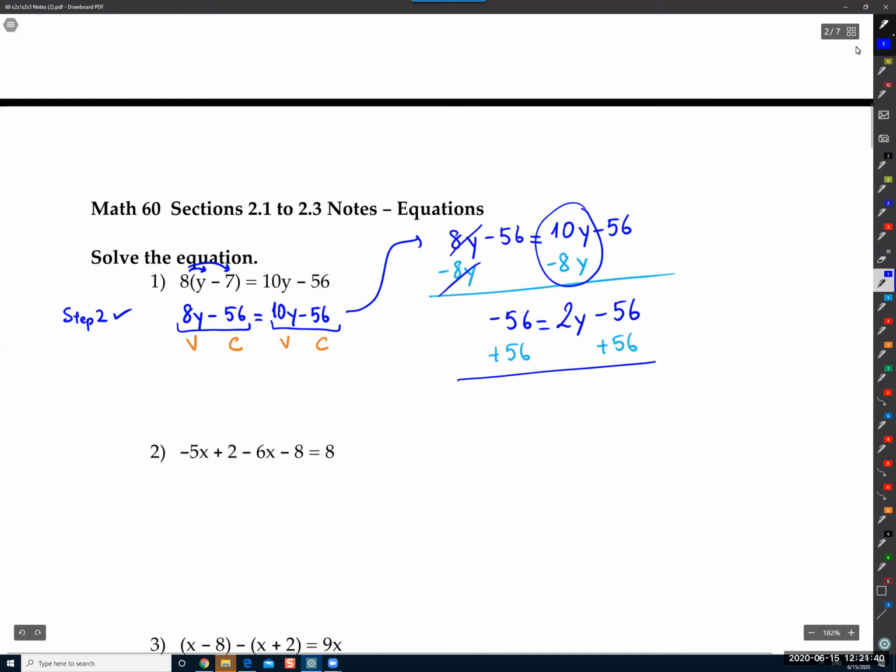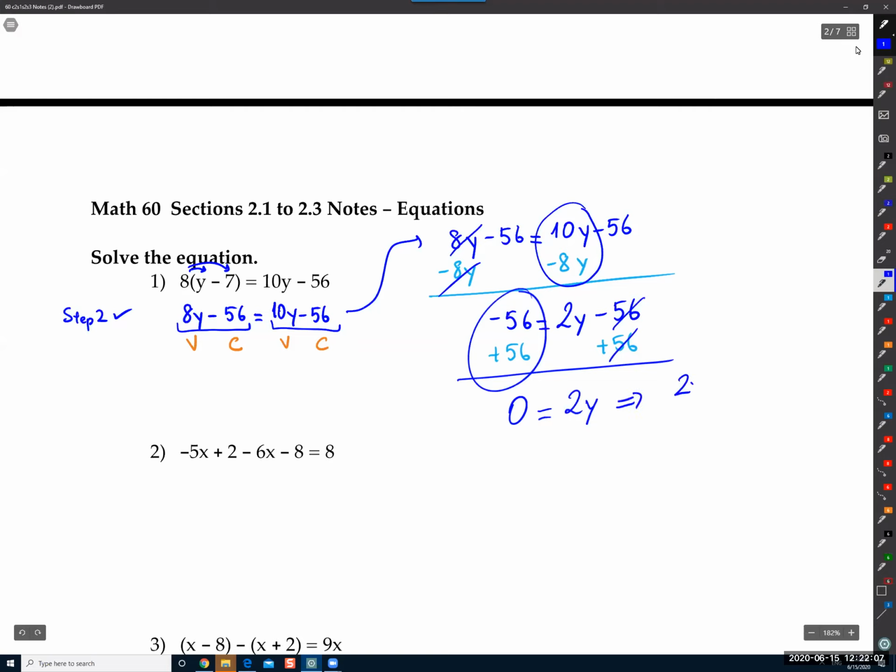Okay. So what happens here? These two cancel. That was your goal. I don't care what happens here. Well, I do, but coincidentally, negative 56 and positive 56 also cancel each other. It's just a coincidence, an accident. It's a good accident. So that turns out to be 0 is equal to what? 2y.